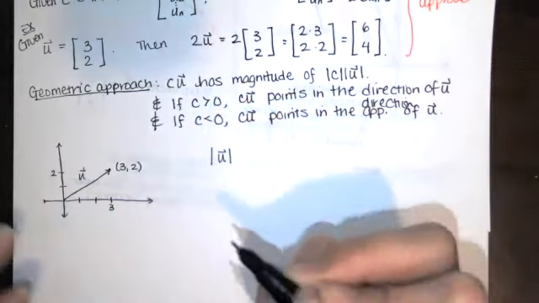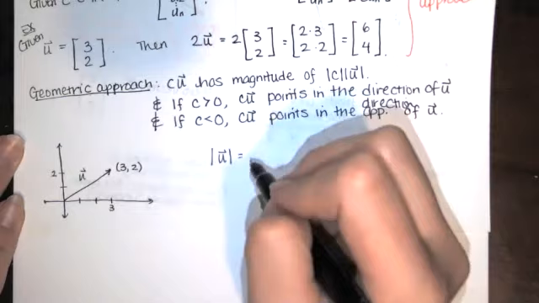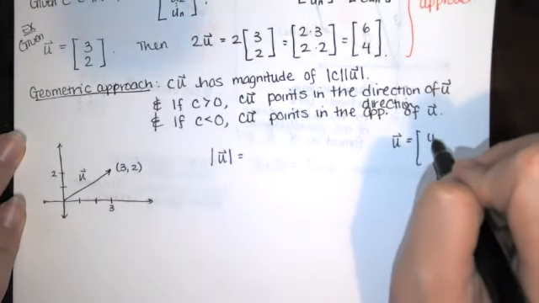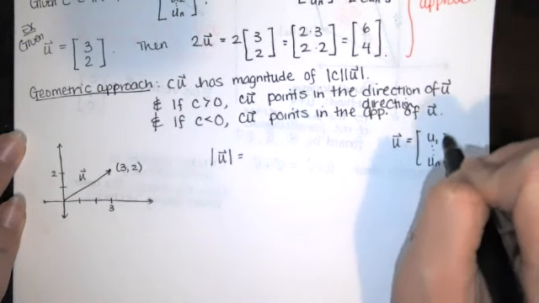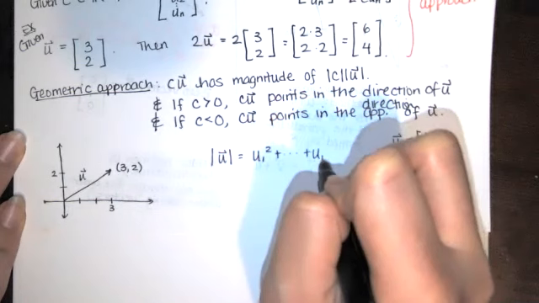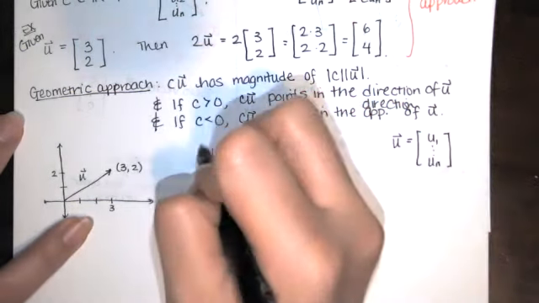If I want the length of this, it's denoted that way. In general, if my vector u has components u1 through u sub n, you just take the components, you square them and add them and take the square root. So that's how we find magnitude.